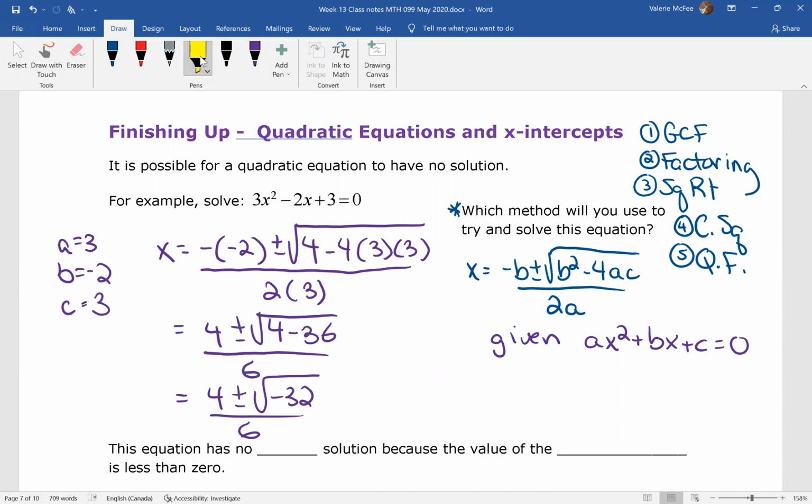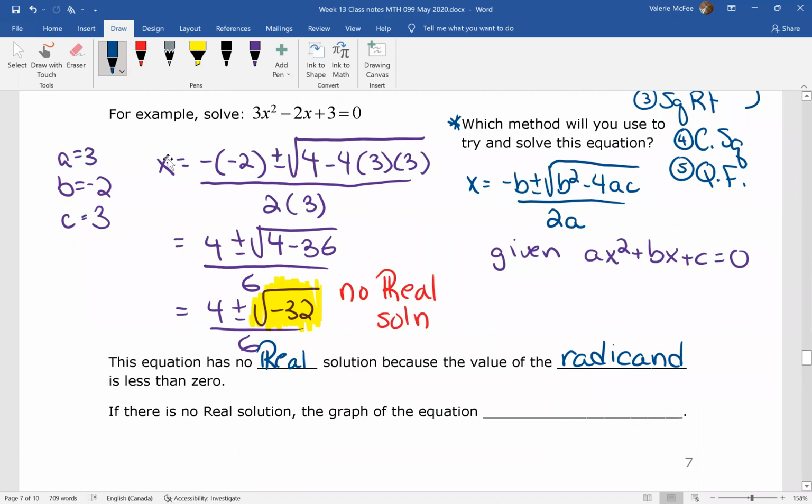I hope you can see, because we have the square root of -32, that this question has no real solution. Oh, I was going to write that in our notes here. Why does it have no real solution? Because the value of the radicand is less than 0. The value of the number underneath the square root sign is less than 0.